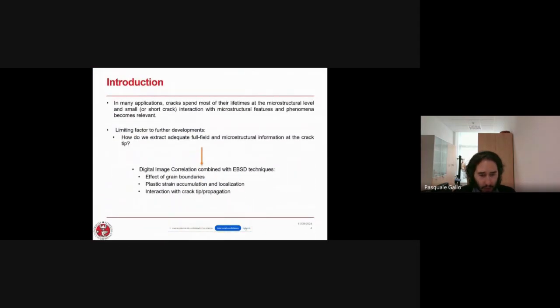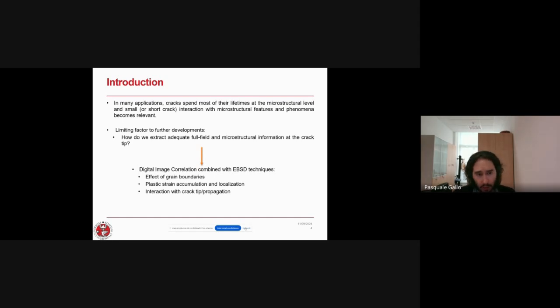So when I worked at Aalto, we worked a lot in close collaboration with shipyard industries, and there was quite a strong push to employ high strength steel. There were also many other applications where we noticed that the crack would spend most of the lifetime at the microstructural level. Therefore, it became quite important for us to tackle small or short fatigue crack interaction with microstructure and also all the other phenomena that happen at such small scales.